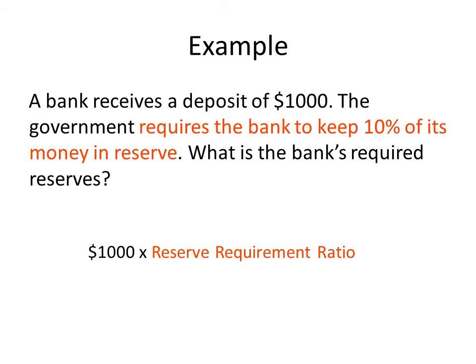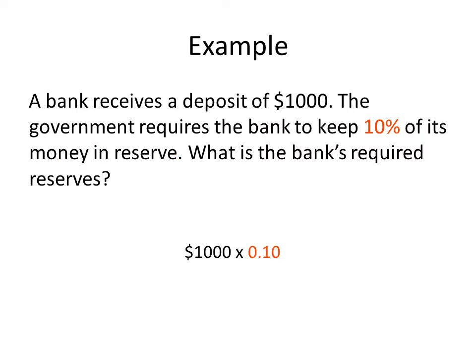Our next step is to find out how much the bank is required to keep. In this example, the bank is required to keep 10% of its money in reserve. So we're going to substitute in the 10% into the formula. Notice that we convert the 10% into a decimal number. We can do that by typing in on a calculator the reserve requirement in percentage, pressing the divide key, and then typing 100 and then the equal sign. This will convert the reserve requirement into a decimal number.